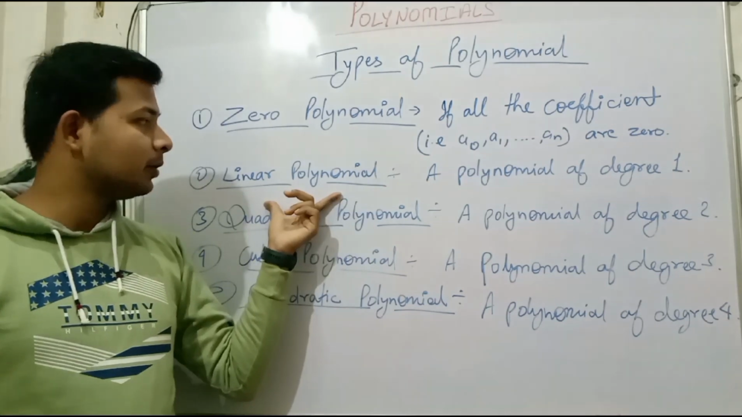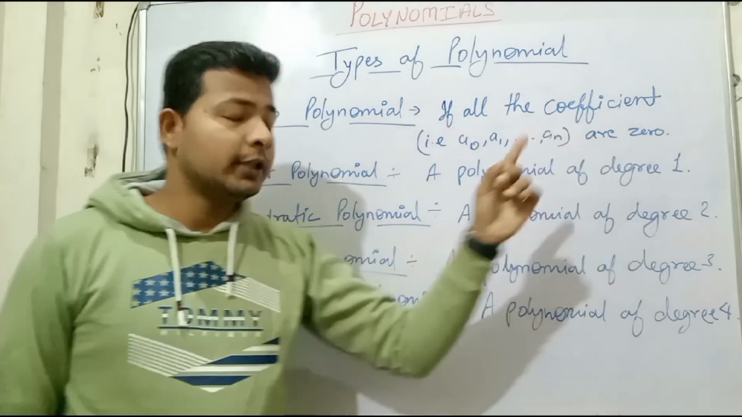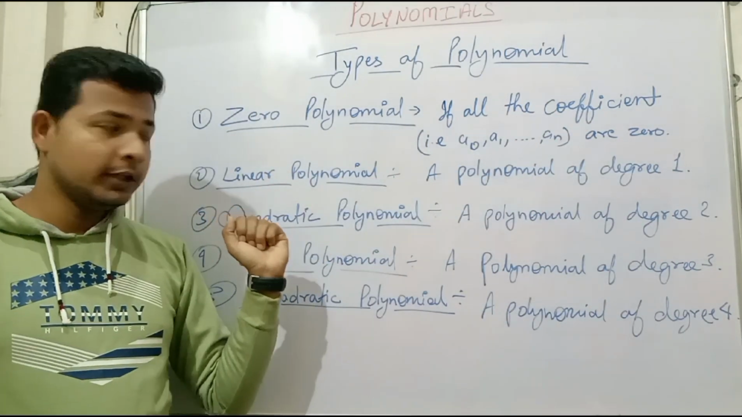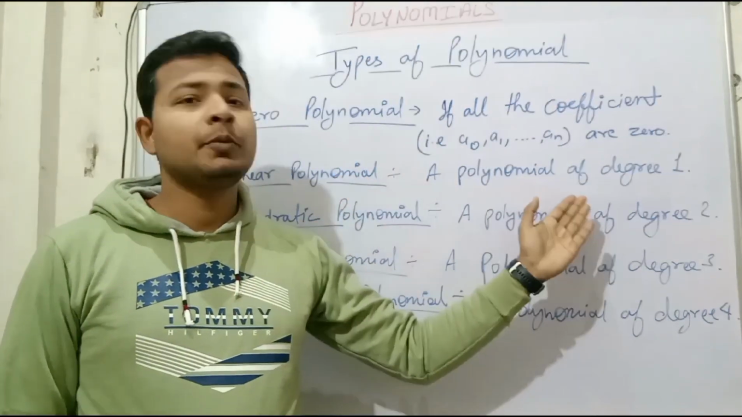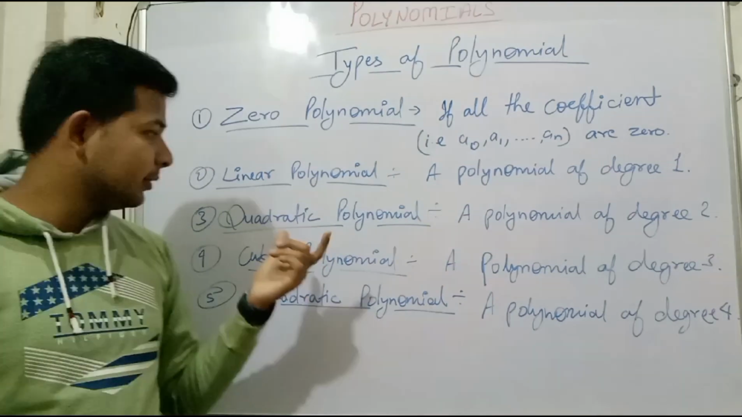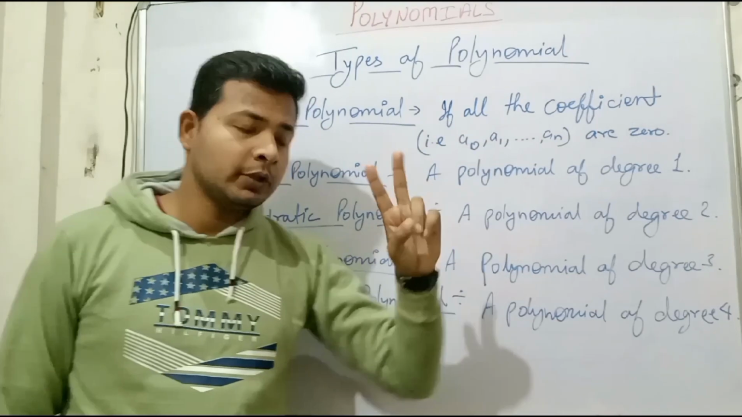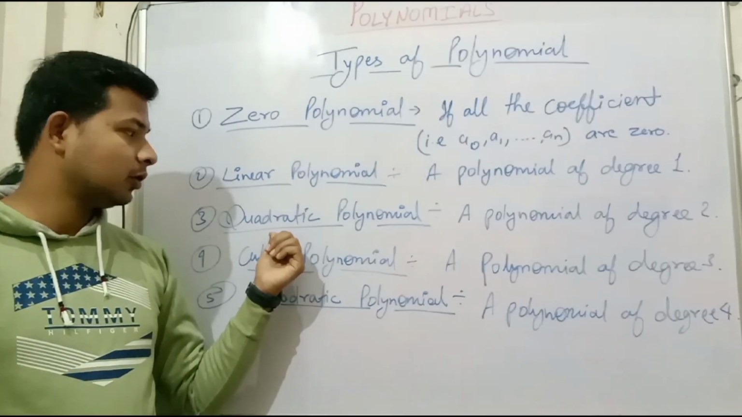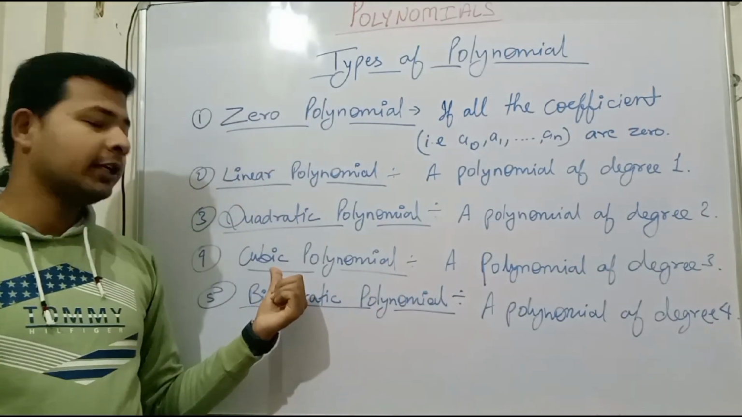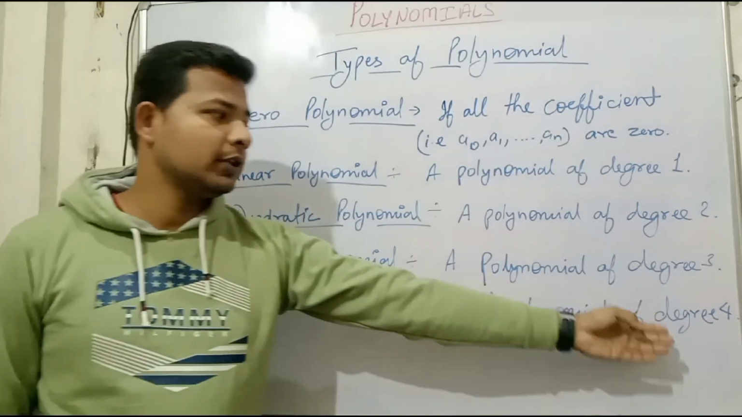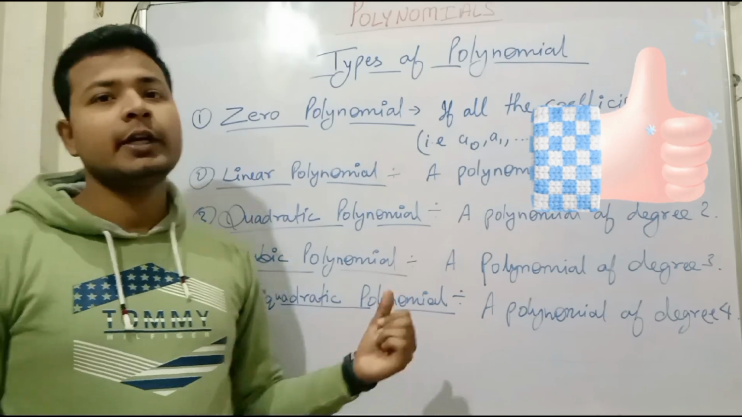Now the second one is linear polynomial. If a polynomial is of degree 1, then we will treat that polynomial as linear. Degree 1 means the highest power of the variable of that polynomial is 1. Similarly, if the polynomial has a degree of 2, it will be treated as what? Quadratic polynomial. And if the degree becomes 3, it will be treated as cubic. And the last one, if the degree becomes 4, we will treat that polynomial as a biquadratic polynomial.